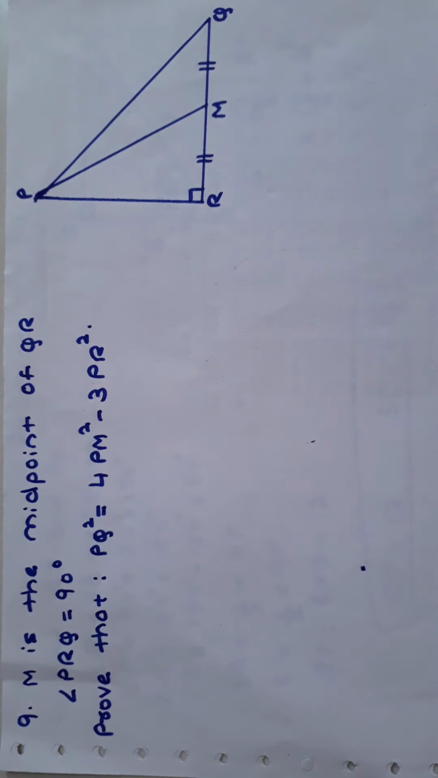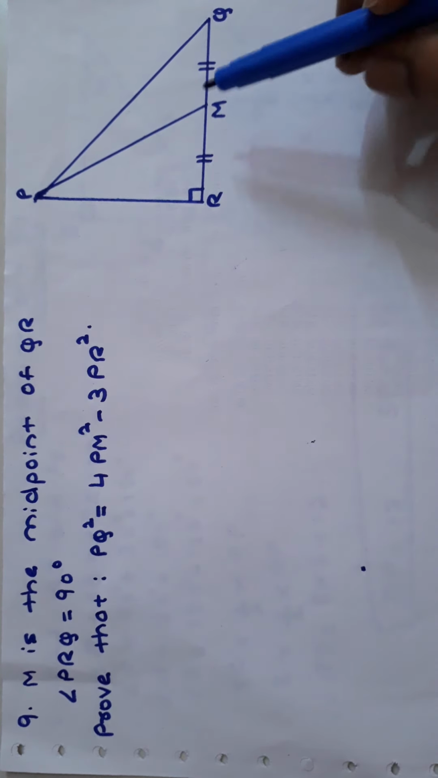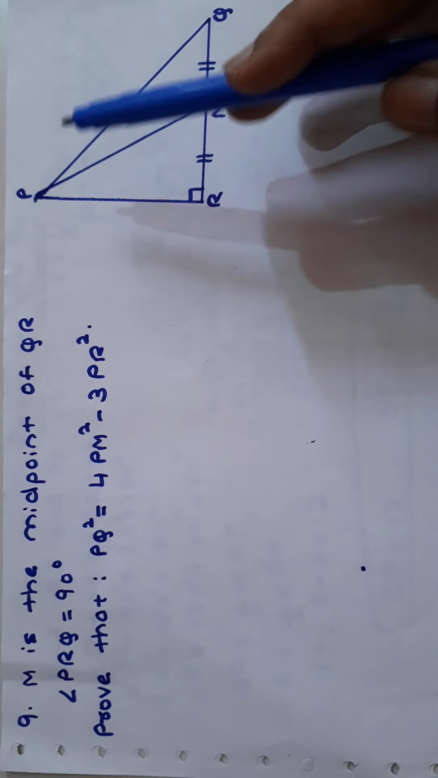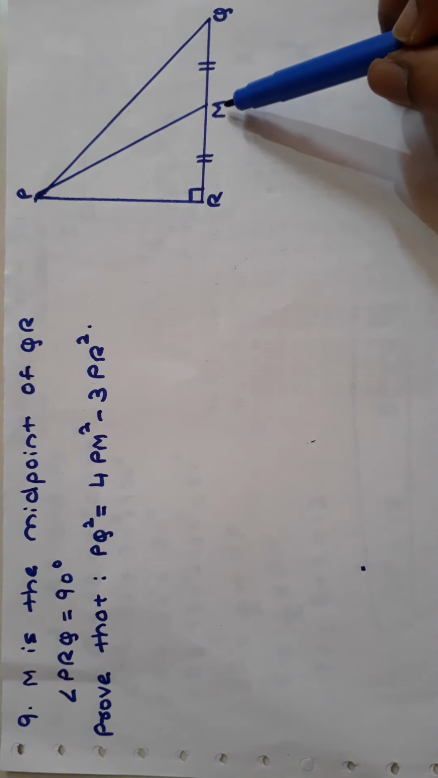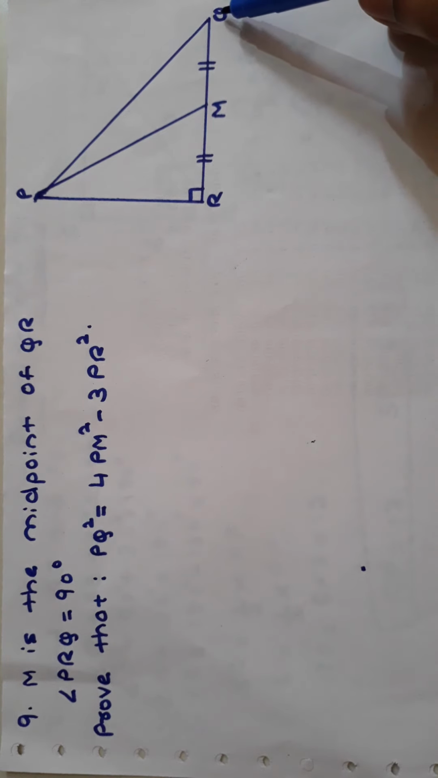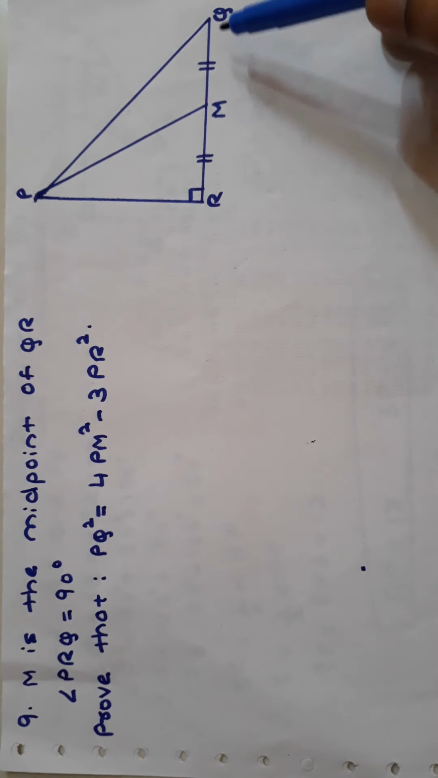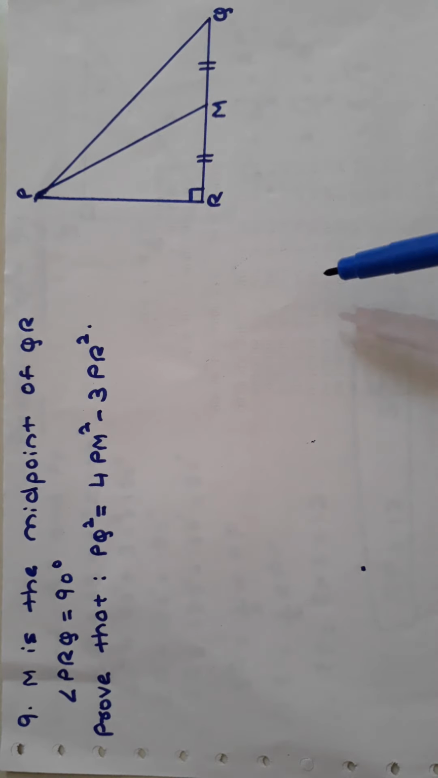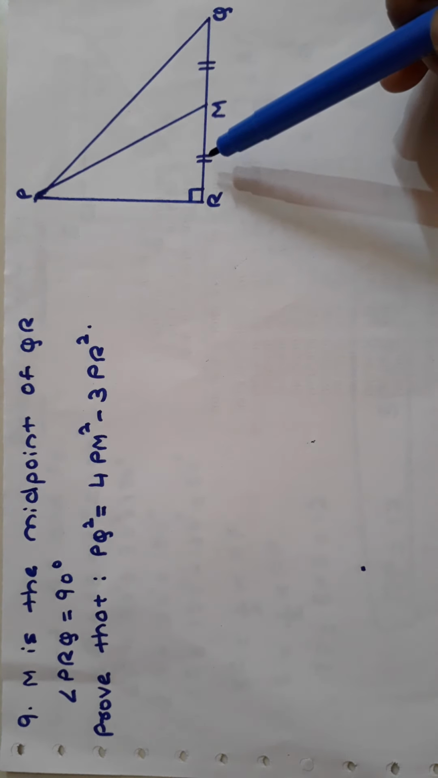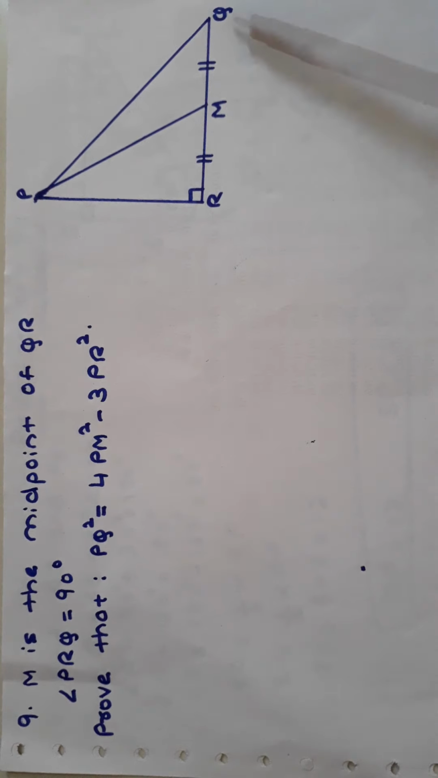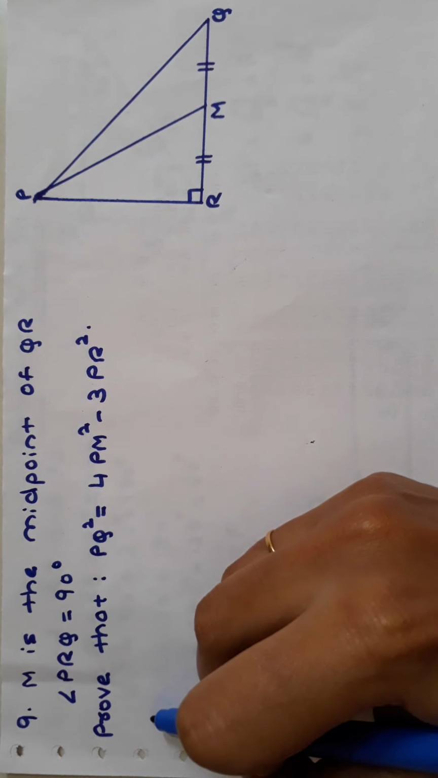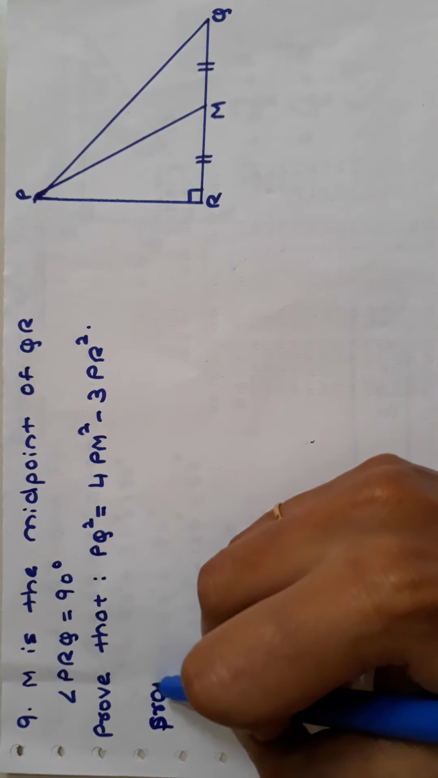Question number 9. M is a midpoint of QR in triangle PRQ. So that means M divides QR into two equal parts, RM and MQ. Angle PRQ is 90 degrees. So that means triangle PRQ is a right angle triangle. To prove that PQ square is equal to 4 times PM square minus 3 times PR square. Proof.